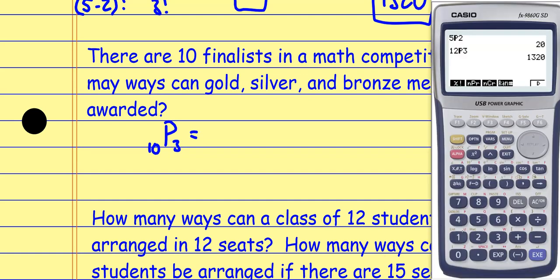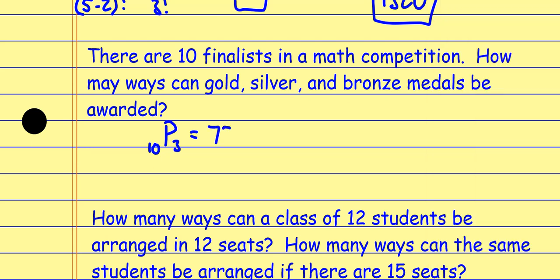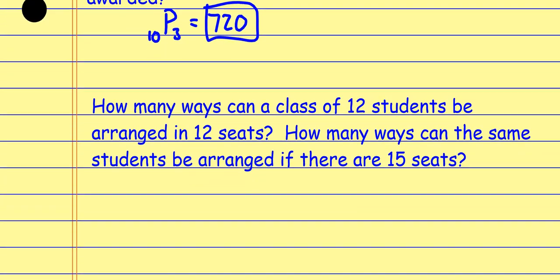And again, I can do this on my calculator, 10, permutation 3. Make sure you punch it in the appropriate order. It gives me 720. And really the most difficult part about some of these things is just figuring out whether it's a permutation or a combination, figuring out if order matters.